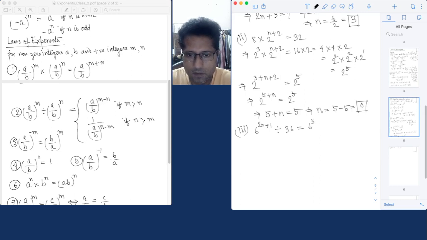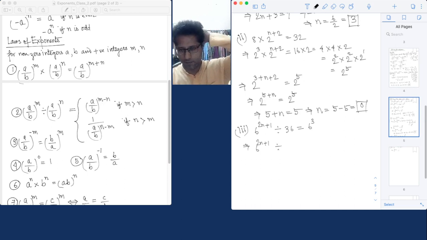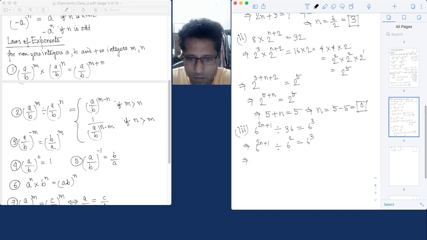It's okay, no problem. So this is 6 to the power 2n plus 1, and since on the right hand side we have the base 6, and also we see an exponent with the base 6 on the left hand side, it's better we convert every exponent so that the base is 6. So 36 we know that it is 6 square equals 6 cube.